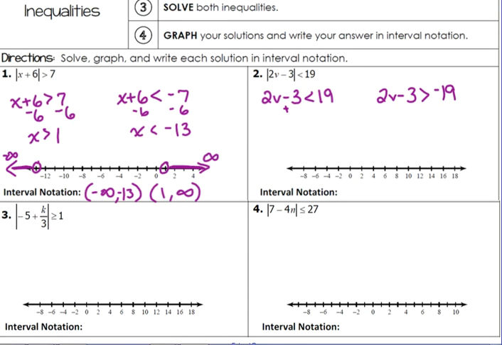Solve your inequalities. Add 3, 2v is less than 22, divide by 2, v is less than 11. Add 3, 2v is greater than negative 16, divide by 2, v is greater than negative 8.